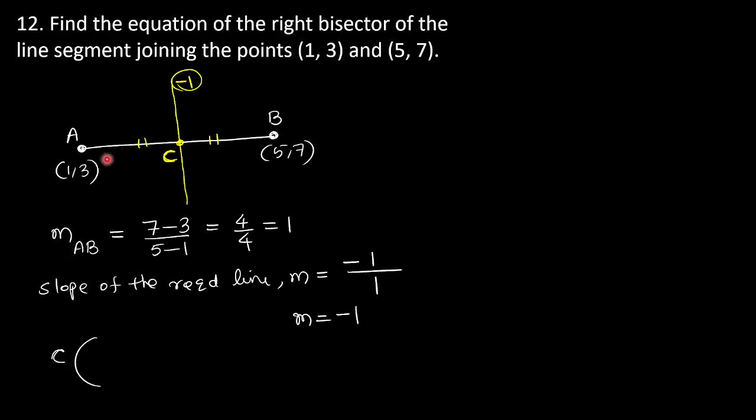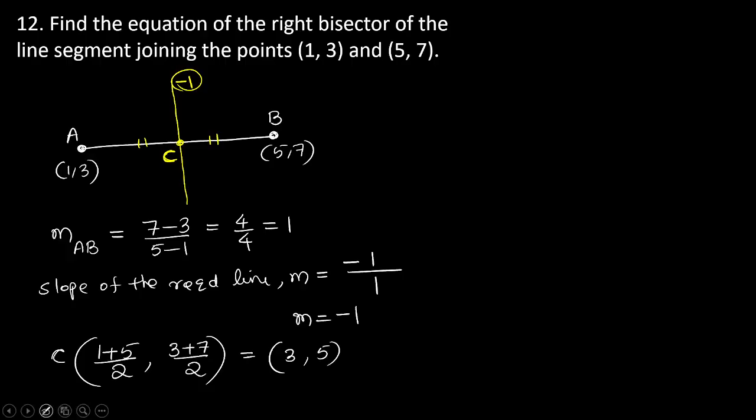x1 plus x2 by 2, 1 plus 5 by 2. Devasri, if you don't understand, you can ask me, okay? x1 plus x2 by 2, y1 plus y2 by 2. Midpoint formula. 3, 5. The required line passes through 3, 5. Is that okay? Ashlyn, Devasri, say you understood all this step?